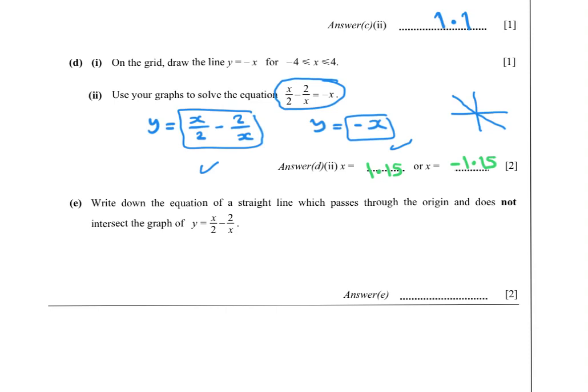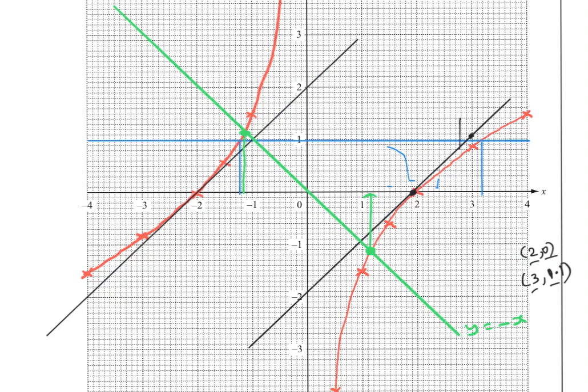The last one: write down the equation of the straight line which passes through the origin and doesn't intersect the graph. Let's go back to the graph. A straight line passing through the origin and not intersecting the curve at all. So this line must be parallel to this line and that one. So its gradient is approximately 1.1 and it passes through the origin. So this is our line here.